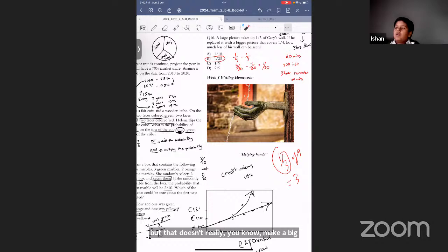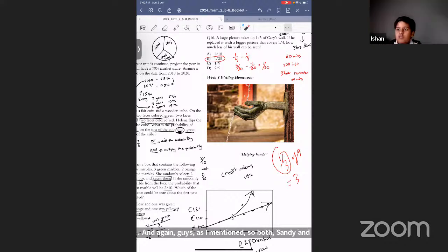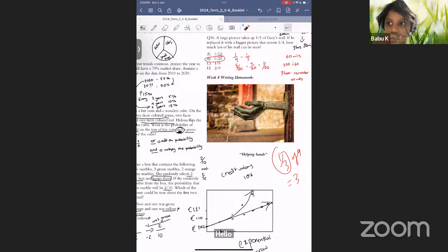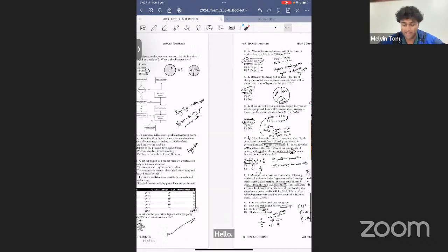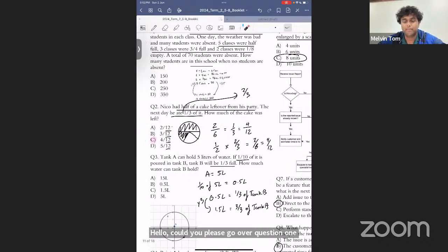Melvin, how do you write a persuasive on this topic? I can't tell you that today. And again, guys, as I mentioned, both Sanvi and Ishan, you have to send it in the chat. Melvin, could you please go over question 1? Yeah, so again, my friend, I can quickly take a look at it, but in the chat as well, right?